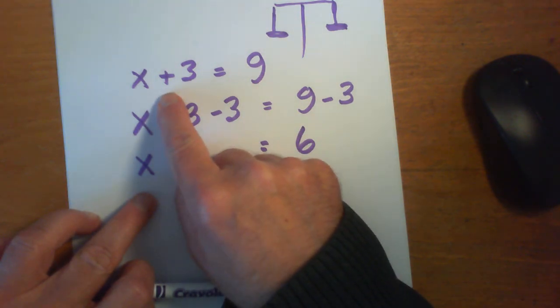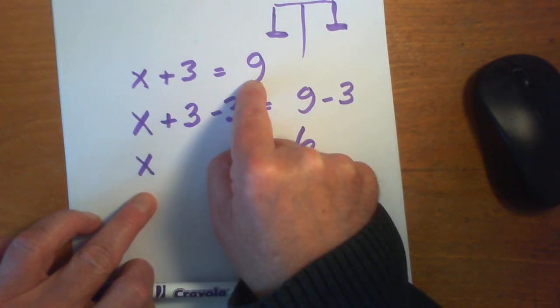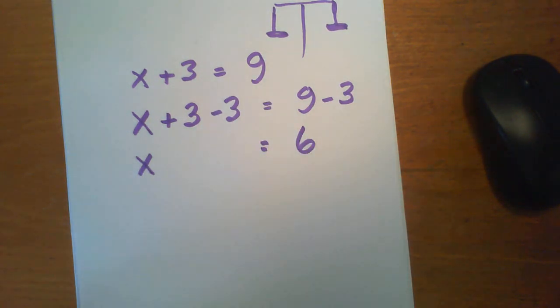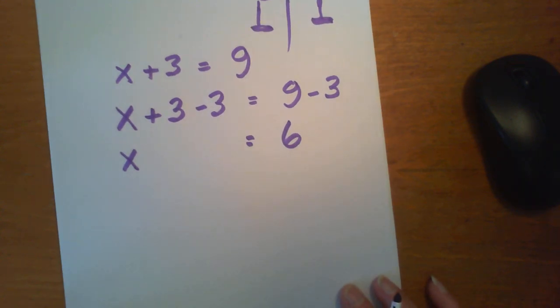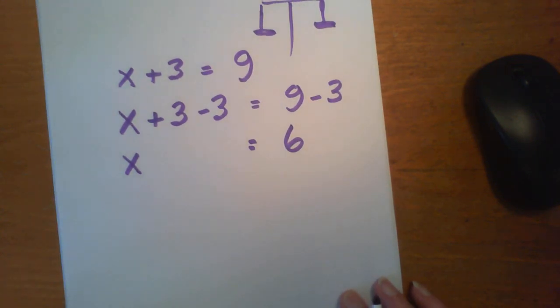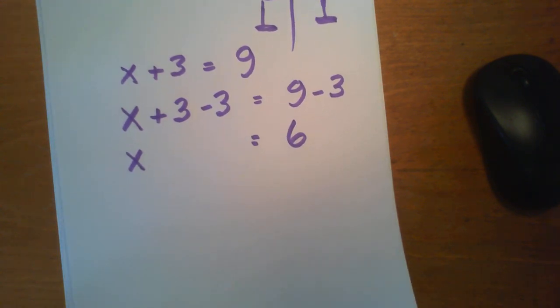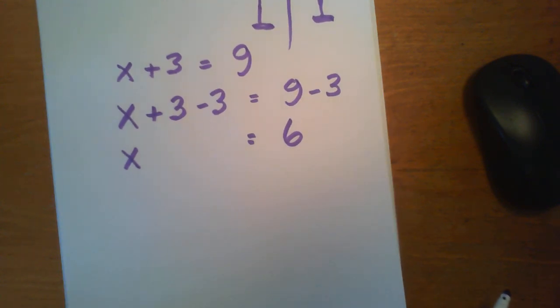Stick that back into the original equation. If x is 6, then 6 plus 3 equals 9. That equation is correct, so your answer is correct. You know the answer you've got is correct, so you don't need to wait to get your paper back or anything. You know straight off that it is correct. And if it's not correct, you know to go through the procedure again and hopefully get the right answer.